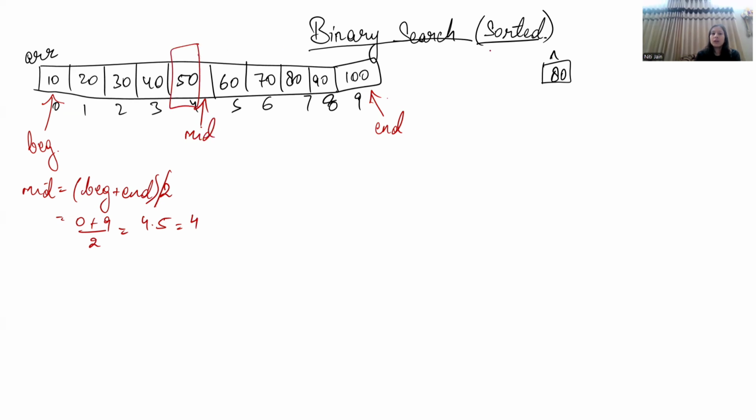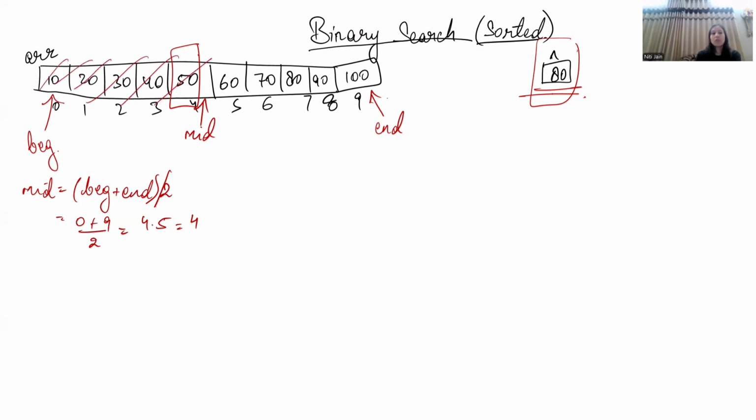Okay. Now I match the value that I need to search for and the value that I have found at index mid. Are they same? No, they aren't. Then I check whether the value that I'm searching for is bigger or smaller. If it is bigger, I will be searching in the second half. If it is smaller, I will be searching in the first half. So this is the larger value. So will I find it in the first half?